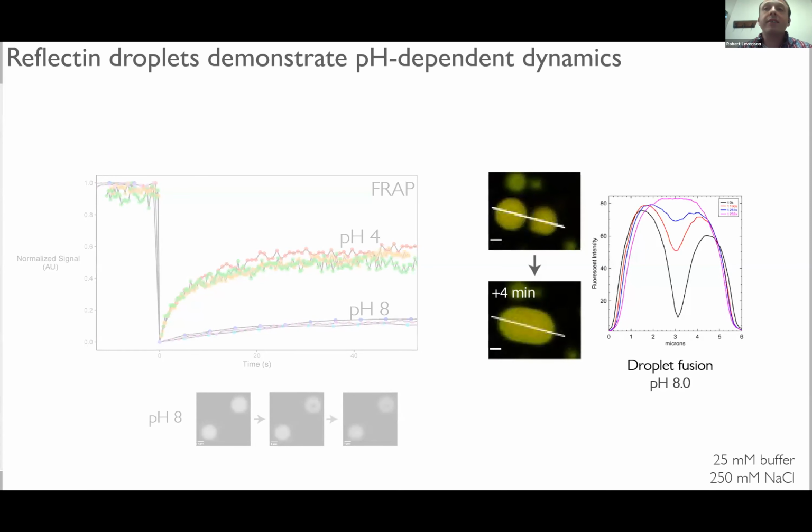And consistent with that, if we look at, say, droplet fusion at this high pH, we never get complete droplet fusion. Instead, we result after a long time in these ellipsoidal shapes just because they're so solidified.